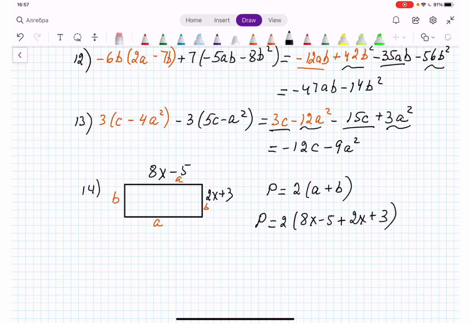All right, let's combine like terms within the parentheses. P, the perimeter, is equal to twice 10x, since 8x plus 2x is 10x, and negative 5 plus 3 is negative 2, so it's equal to 20x minus 4. Put in parentheses so I can put here feet.